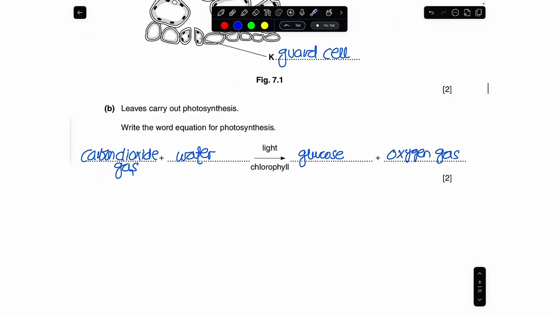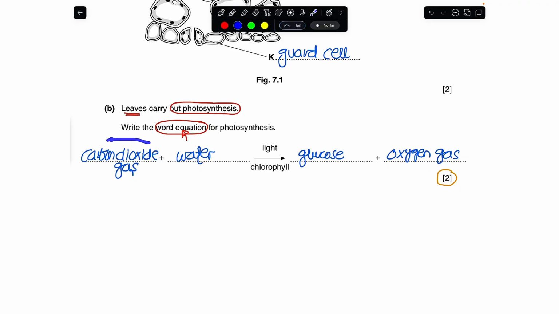Now, this is again one of the frequently asked things from this chapter. For the total of 2 marks, they say that the leaves carry out photosynthesis. We are required to write the word equation. Here the mistake that students make is that if the word equation is asked, they write the chemical equation. This should not be the way.